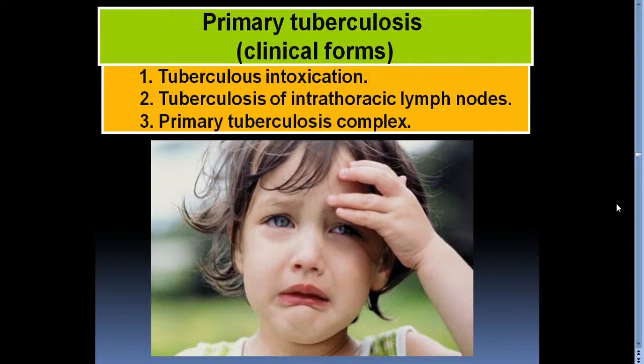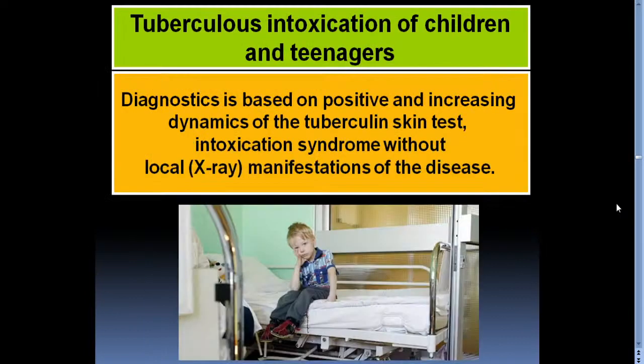According to clinical classification, there are 3 clinical forms of primary tuberculosis. First, tuberculous intoxication. Second, tuberculosis of intrathoracic lymph nodes. And third, primary tuberculosis complex. And more detail about each form.